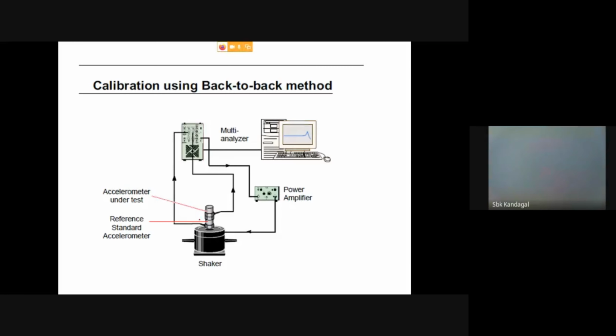So for back-to-back accelerometer calibration, you have a reference standard accelerometer and you have the accelerometer to be calibrated. Then you can sweep the frequency and find out whether the accelerometer being calibrated is good or bad, frequency versus amplitude.